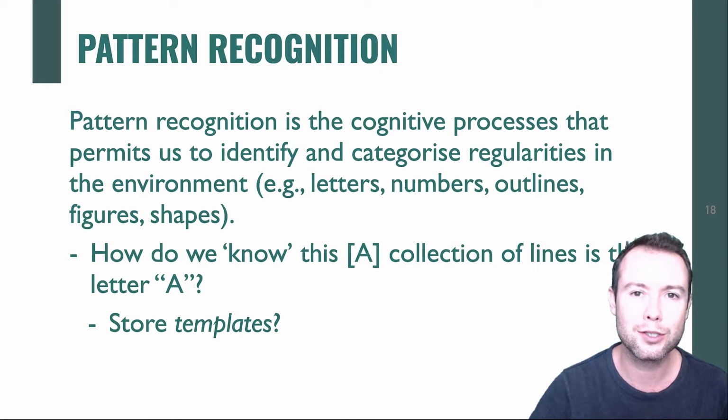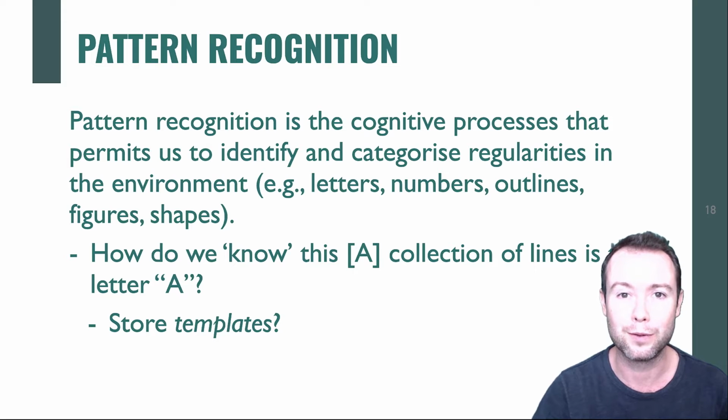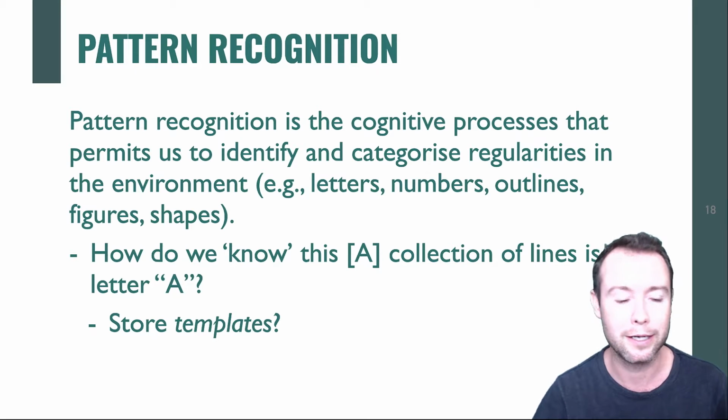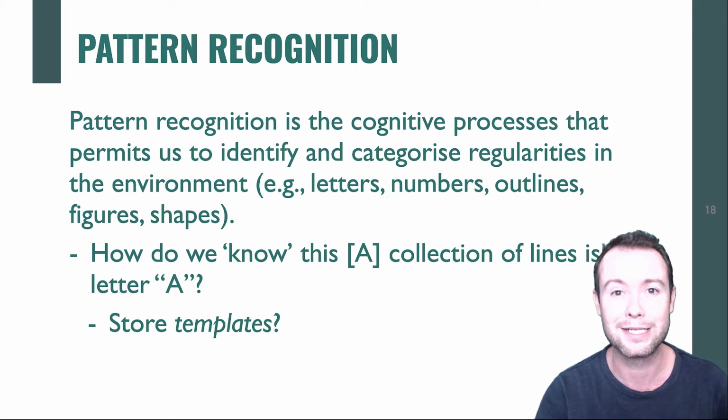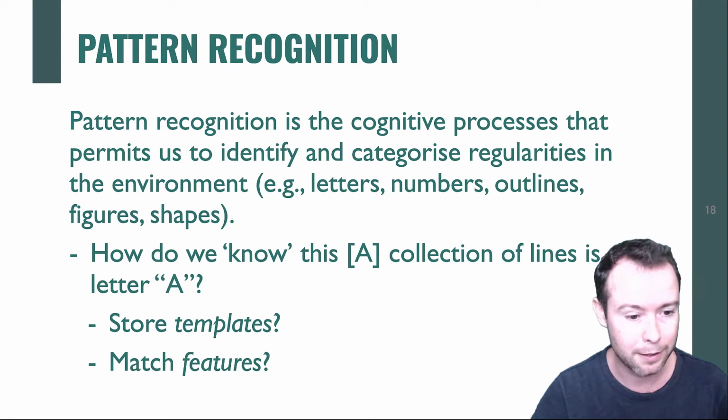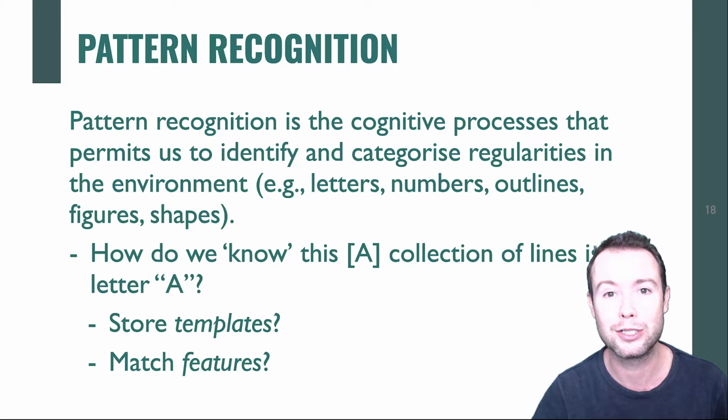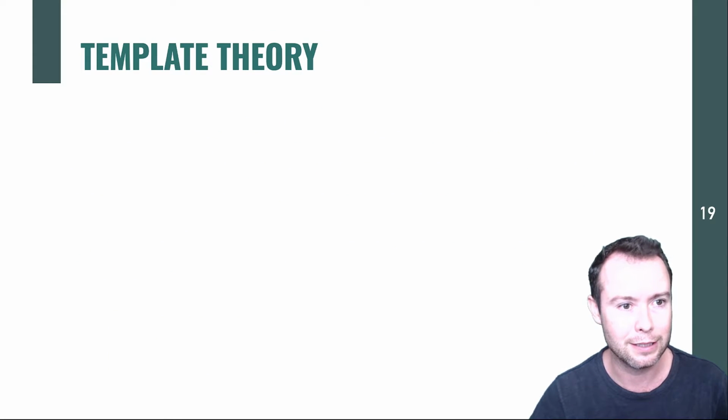And there are 2 different approaches that have been proposed for how we might go about doing this. One of these is known as template theory. So it might be the case that we store templates for all of the possible patterns that we might encounter, or we could match according to features. So let's go through and have a look at the difference between these.